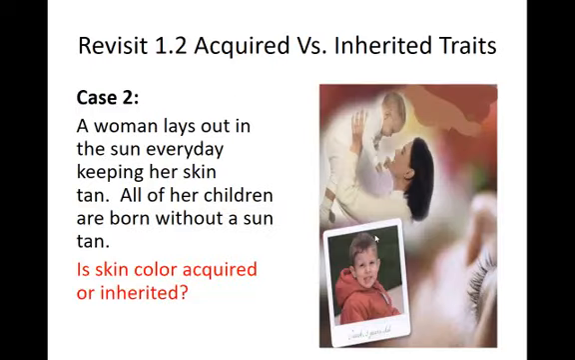That'll bring us back to case 2 that we talked about a few weeks ago. There was a woman who laid out in the sun every single day to keep her skin tan, but all of her children were born without a suntan, and we wondered, is skin color acquired or inherited?